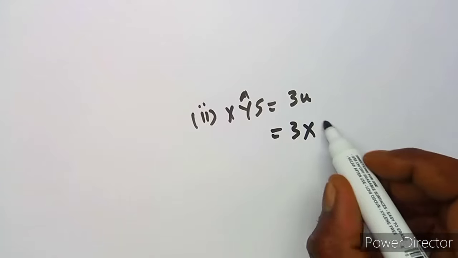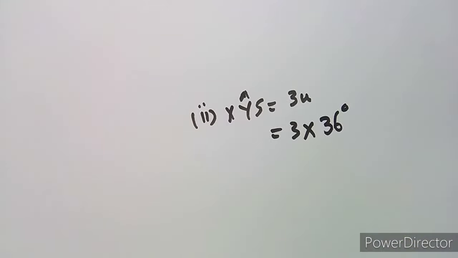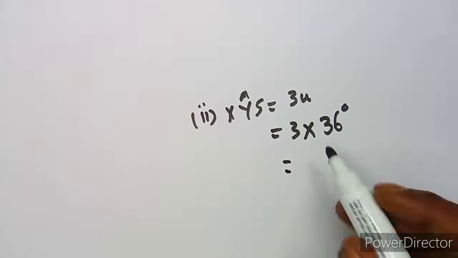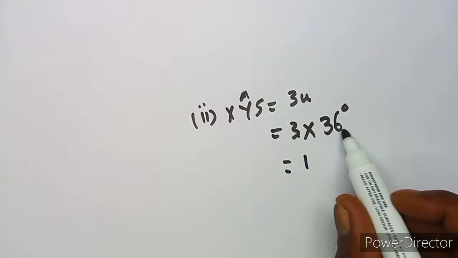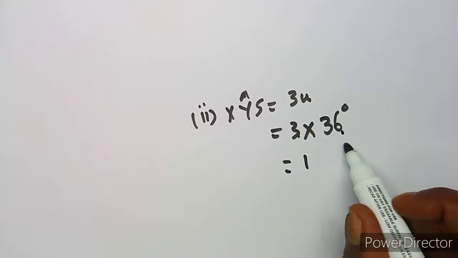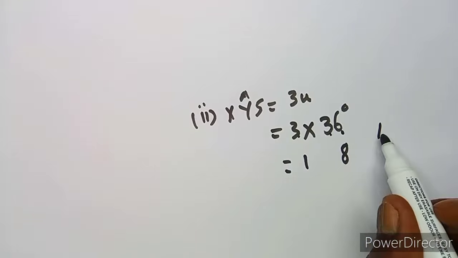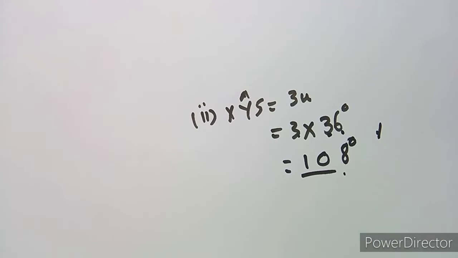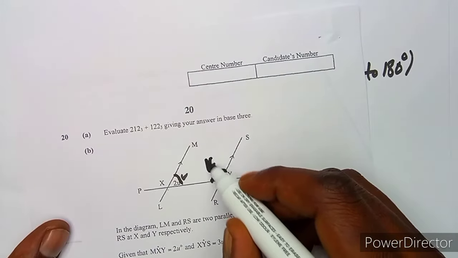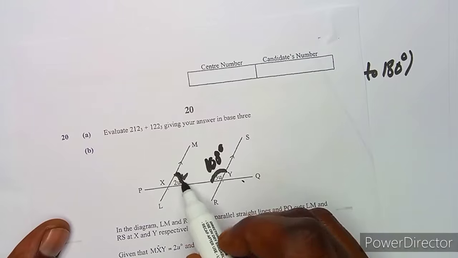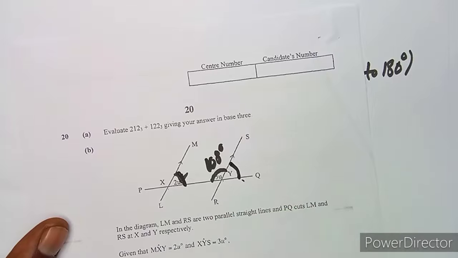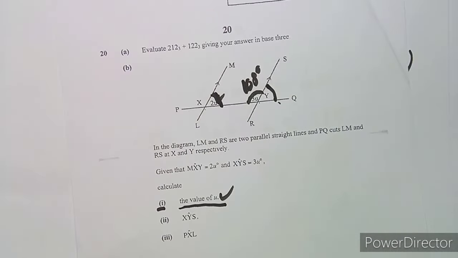3u means 3 times u, which is that 36 degrees that we obtained here. So if we multiply properly, that's going to give us 108, because 3 times 6 is 18, 3 times 3 is 9, plus 1, which is 10. So it's going to give us 108 degrees. So that is the angle that we are seeing here, it is 108 degrees. This one is going to be the opposite from 180, and this angle and this angle are also the same. All those you are supposed to know.